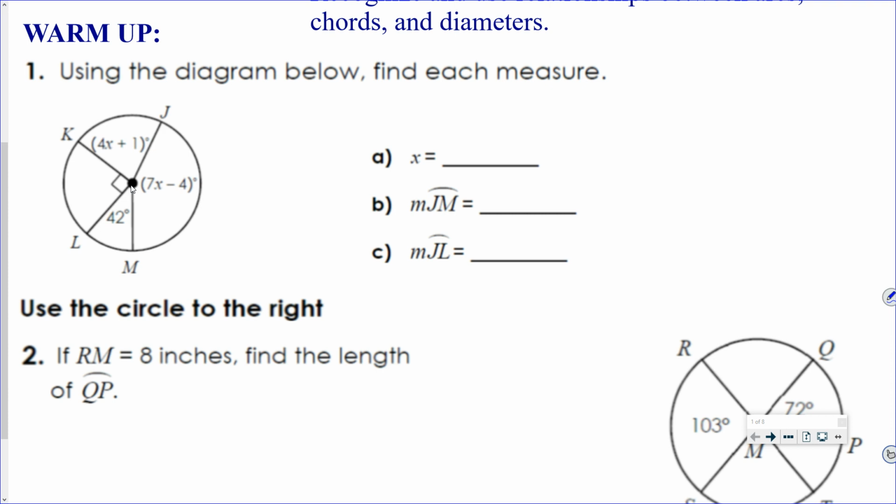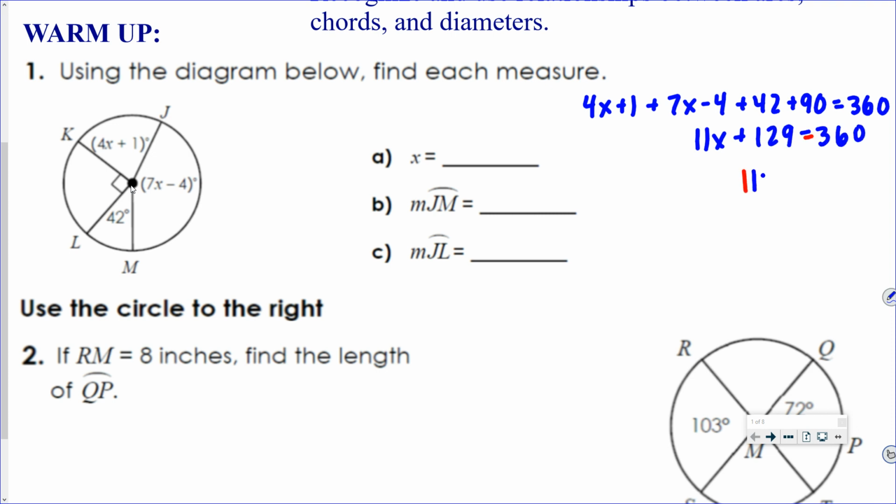So the only way we could have found x was to add all of these central angles together and set them equal to how many degrees in a circle? 360. Yep, 360. So 4x plus 1 plus 7x minus 4 plus 42 degrees plus that right angle, 90 degrees, has a total of 360 degrees. So quickly solving that, I got x to be 21.